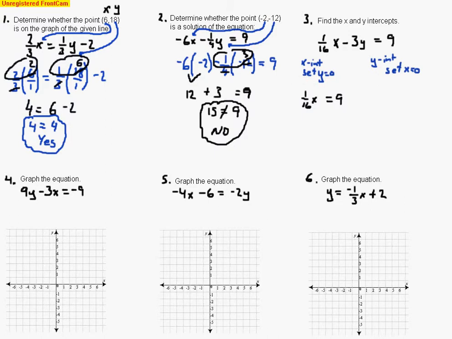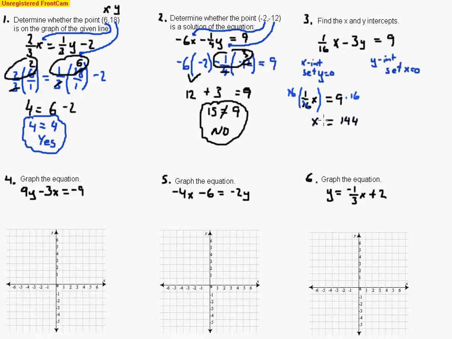And so from that point, I need to do an opposite operation to get rid of that 1/16. I'm going to multiply by the reciprocal. So I do that, the 16s end up canceling. So what's left over? Well, I still have an x, and x ends up equaling 144 when I go ahead and multiply those two numbers together. Well, that's my x-intercept, so let's take a look at the y-intercept now.